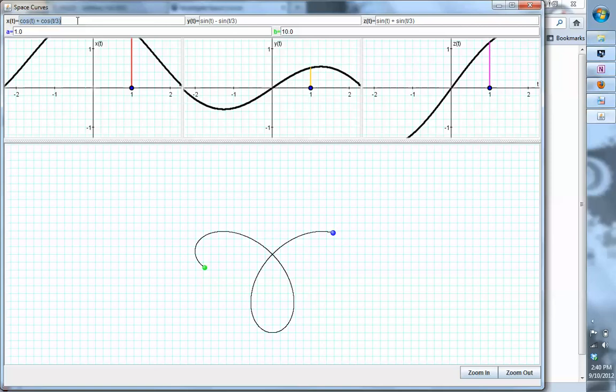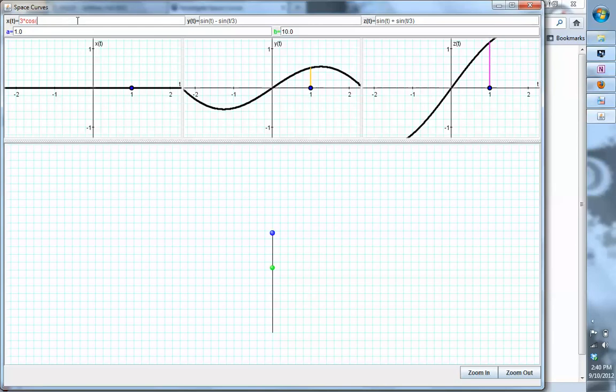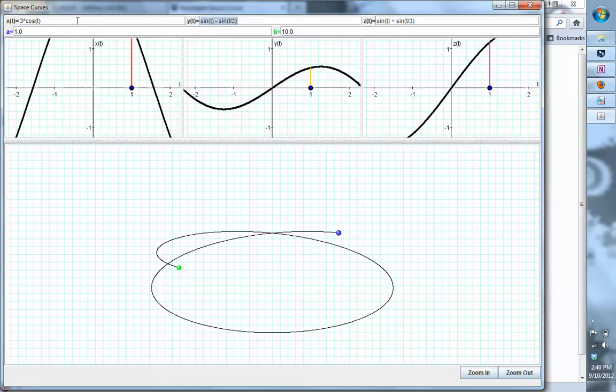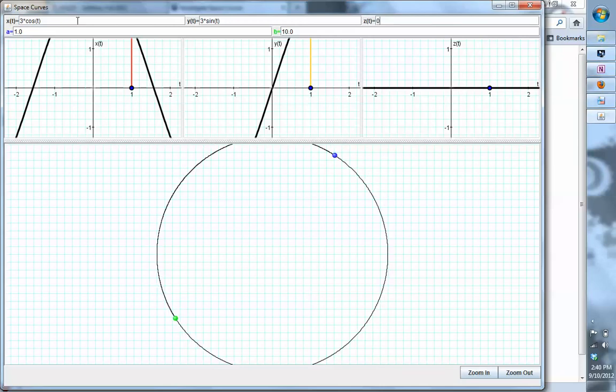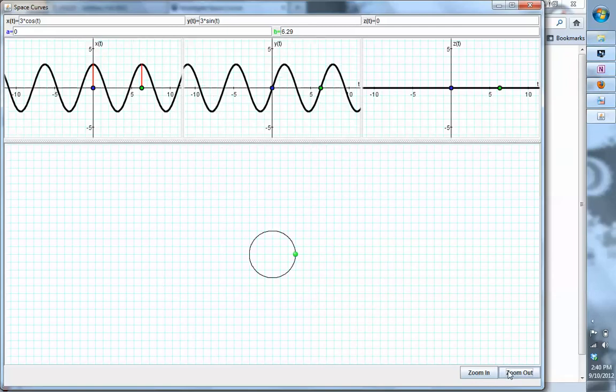What I want to start off with is a fairly straightforward curve, which you may begin to recognize as I type it in. Let me change A to 0. Let me change B to, I don't know, 2 pi. 9. Okay. All right. I'm going to zoom out a little bit. Maybe one more. Let me change these guys.